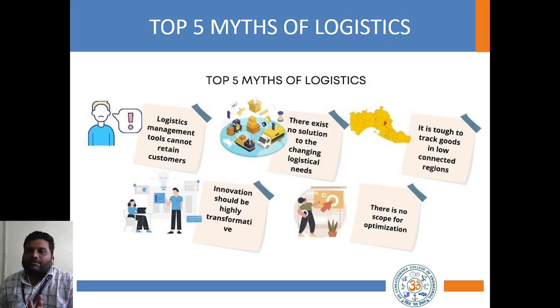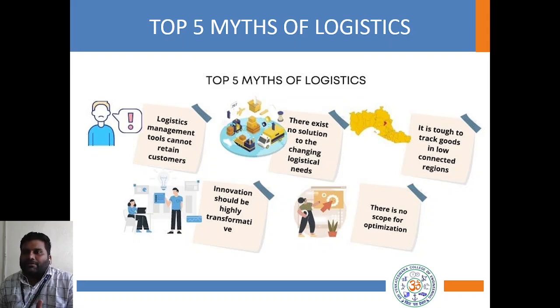Because logistic management tools cannot retain customers. That is a myth, right? Because without logistics, on time demand, if you're not going to bring it on time, and if you're not going to be on time to the market, you will lose the market, you lose the customer. So that's a myth, right? So there exists no solution to changing the logistical needs.